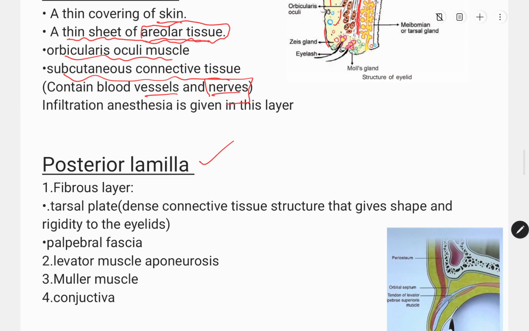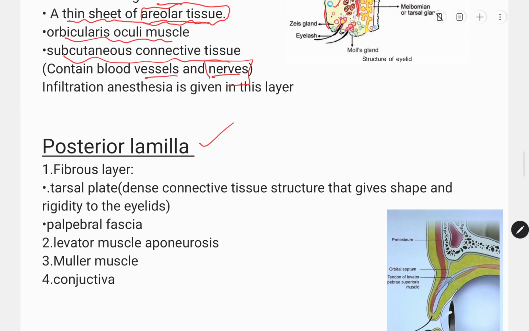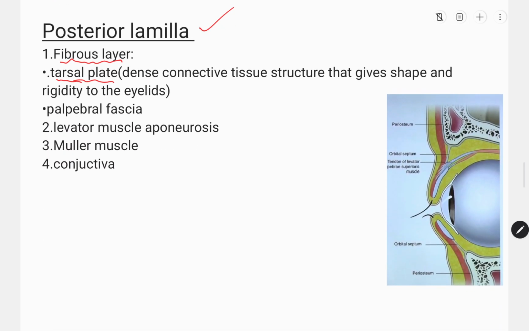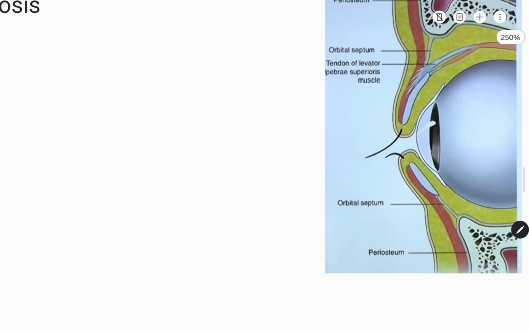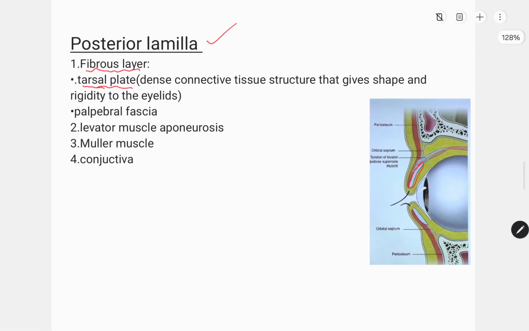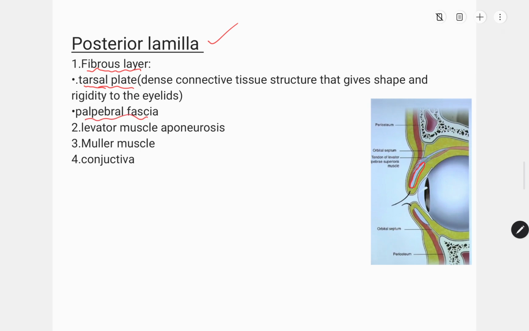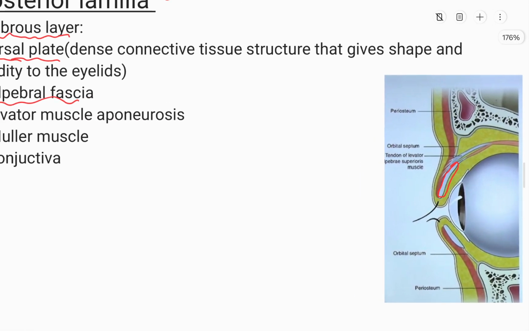Now we will discuss about the posterior lamella. So first of all, it consists of fibrous layer. Fibrous layer consists of two things. First one is dorsal plate. As you can see in this picture, this one is the dorsal plate. The other thing is palpebral fascia. In some books, instead of writing palpebral fascia, they write it like preorbital fascia or orbital septum.